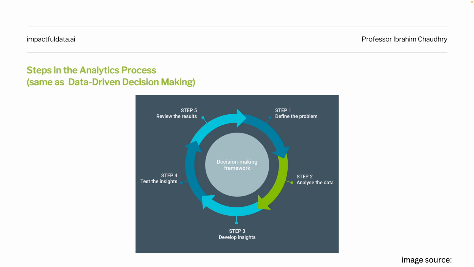Next up, we want to talk about the steps in the analytics process. I'm not going to spend a lot of time here because we had a very similar slide in the data driven decision making video right before this one. So, as you may remember, step one is to define the problem. Then we want to gather and analyze the data, develop insights, test those insights, and then review those results. And if the results solve the problem, then we deploy that solution. But if it doesn't solve the problem, we try to redefine the problem.